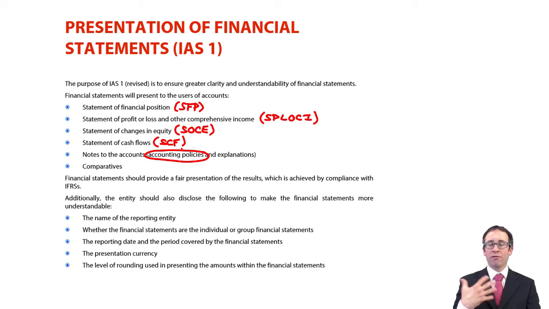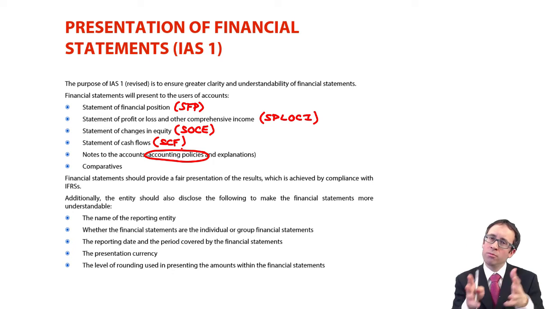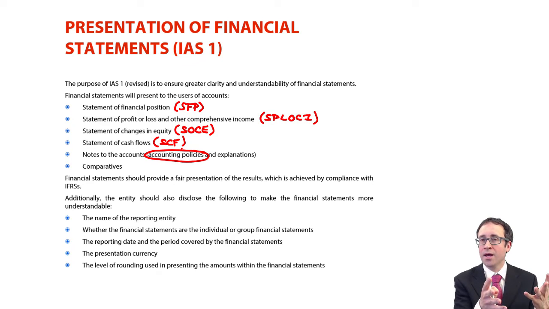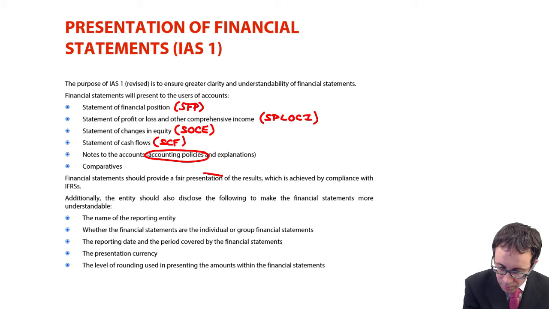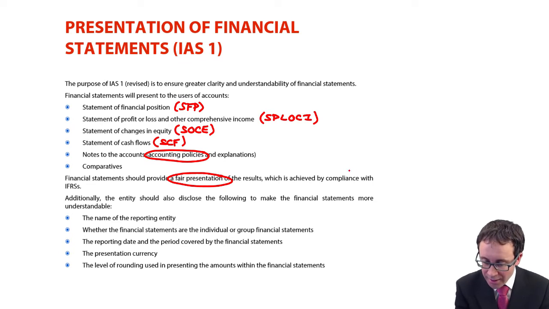What you also need to have a full set of financial statements is comparatives. Now, just one set of numbers for this year is useless without knowing what the numbers were for the prior year. That will then help us with the analysis and the interpretation of looking at whether or not that balance has increased or decreased, and then we can investigate why it has moved. So if you can do that, you'll get yourself a fair presentation of the results. And a fair presentation of the results is achieved by compliance with the IFRSs.